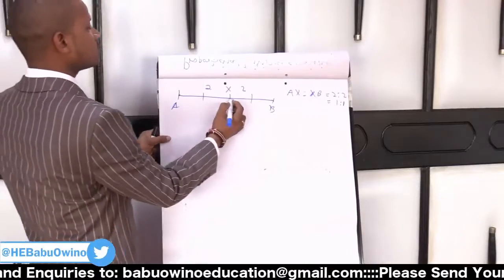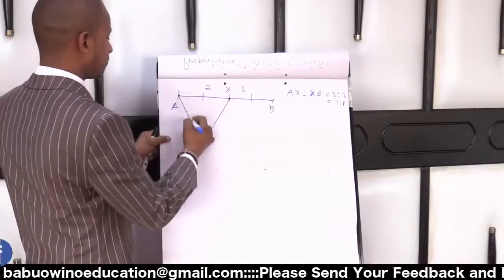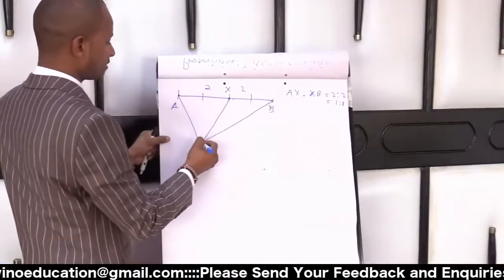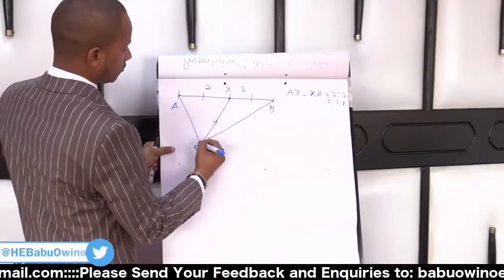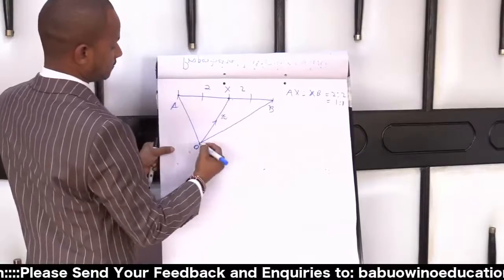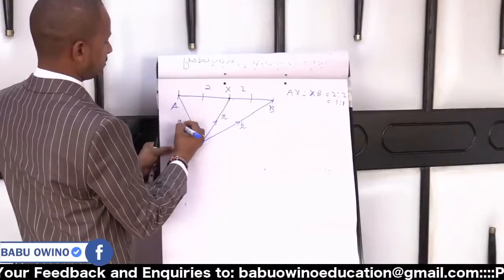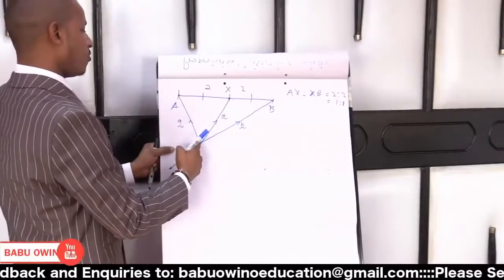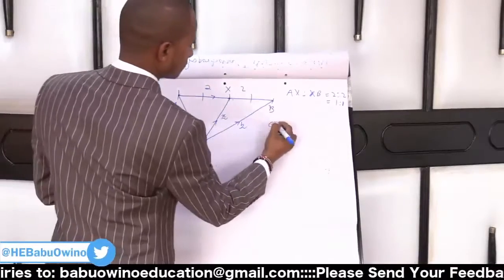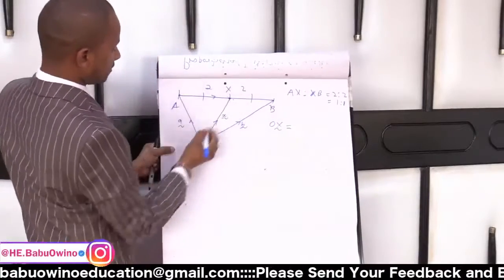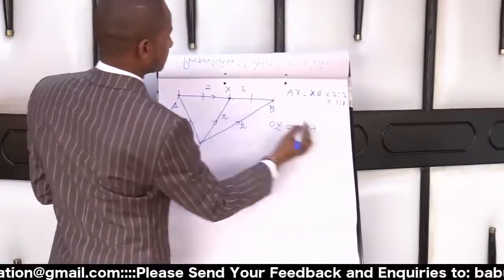Therefore, how do you get the position vector of X? Just make an origin point, because we want the position vector of X. This is our center O. So OX is small x. OB is B, and OA is A. Remember this line is running like that. So OX equals OA plus AX.